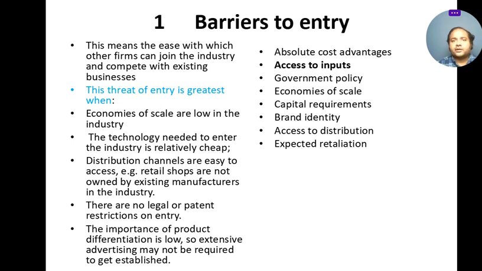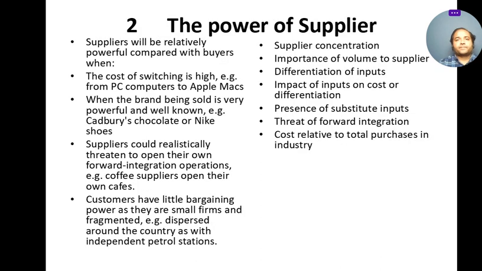They have access to inputs, and resources are available. There are no government policies that restrict anyone from entering the market. No one easily comes into the market, so there is no restriction from the government side. The company achieves economies of scale, and capital requirements are enough. There is brand loyalty, identification of the brand is very good, and there is access to distribution channels and expected rationalization.